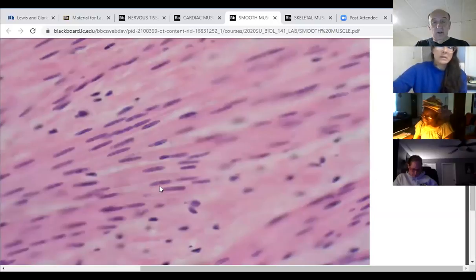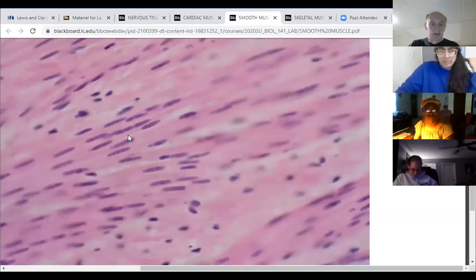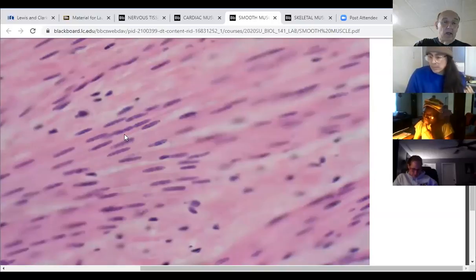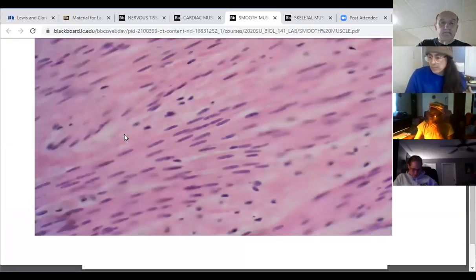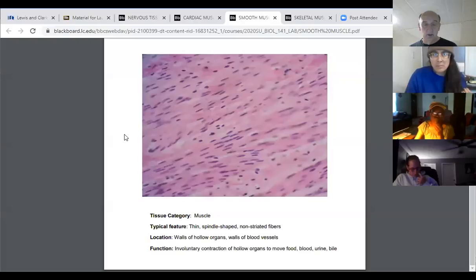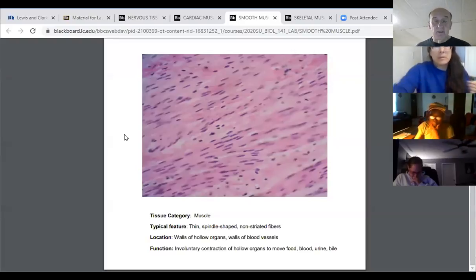We have several dozens of these smooth muscle cells piled on top of each other to form a bundle of these smooth muscles. So this is the appearance of smooth muscle under our microscopes. Any questions about this last muscle tissue?